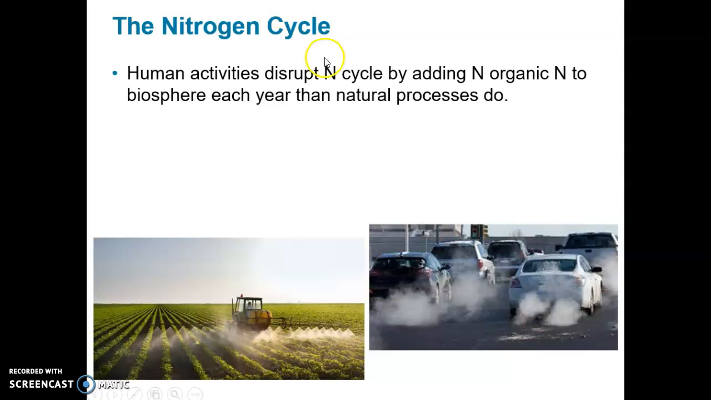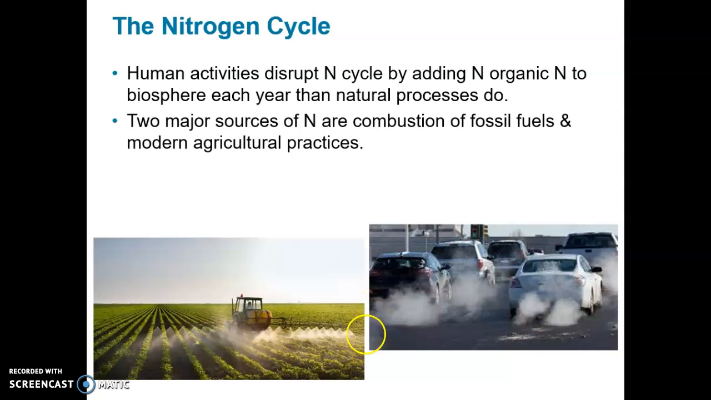Okay, let's move to how humans affect some of the cycles. So human activities disrupt the naturally occurring nitrogen cycle by adding organic nitrogen to the biosphere in massive amounts each year, more so than natural processes do. So humans have altered the environment by adding more nitrogen than the natural processes of the planet do. And that's pretty amazing to consider.